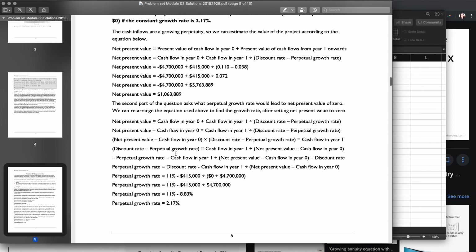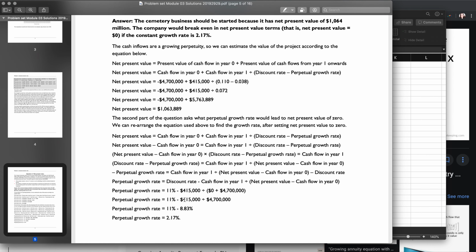So the idea there is if the cash flows didn't grow very fast, then at some point below 2.17%, it wouldn't be worth it for us to do the $4.7 million to invest in the cemetery. Above 2%, if they grow more, which is kind of weird to think about for a cemetery, but if more people end up dying every year, then we'll be fine with the cash flows and we'll make a positive NPV. That's kind of a dark problem. But anyway, that's the solution.